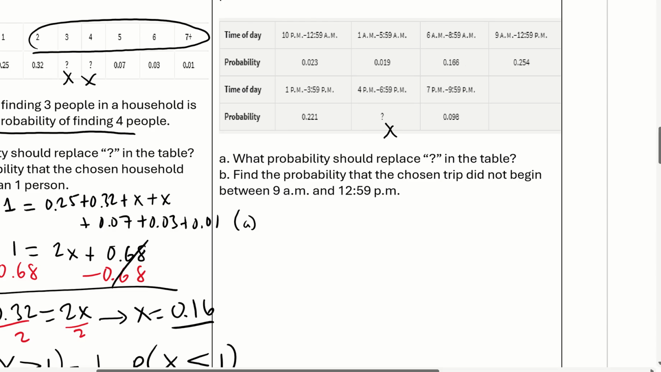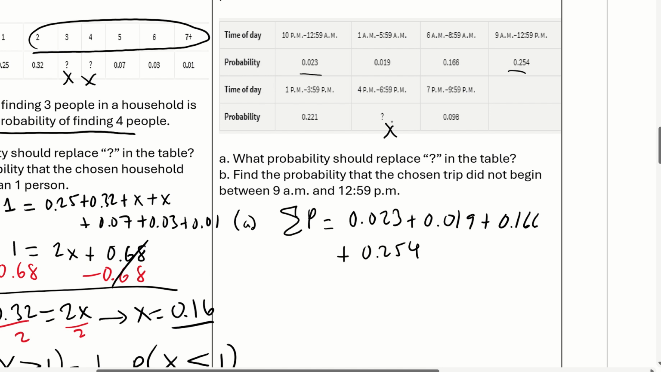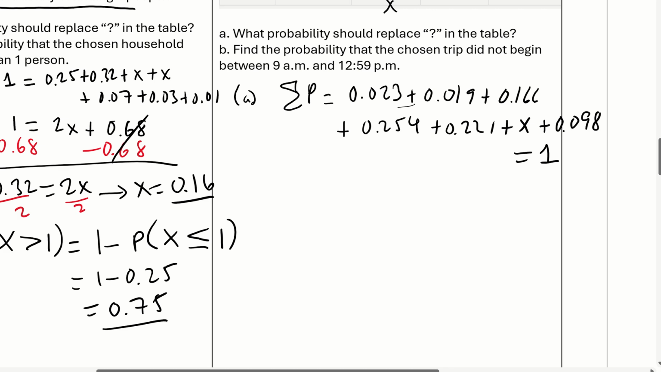So let's do that. The sum of the probabilities needs to equal 1, right? So let's add these up: 0.023, 0.019, 0.166, 0.254, 0.221, x, and 0.098. So again, we're just adding the probabilities, and then it should equal 1. And so that's my equation, okay? So we're going to add these all up. So let's see what we get when we add them up.